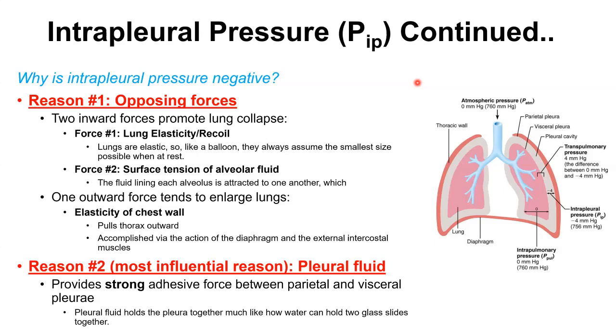So first and foremost, there's 2 inward forces that make the lungs want to collapse to their smallest size. First and foremost is elasticity or recoil of the lungs themselves. The lung tissue is quite elastic. So kind of like a balloon, they will always assume the smallest size that they possibly can when they are at rest. So that would make the lungs want to recoil. All right, so that's going to make the lungs want to assume the smallest size that they possibly can, right? So that's one force inward.